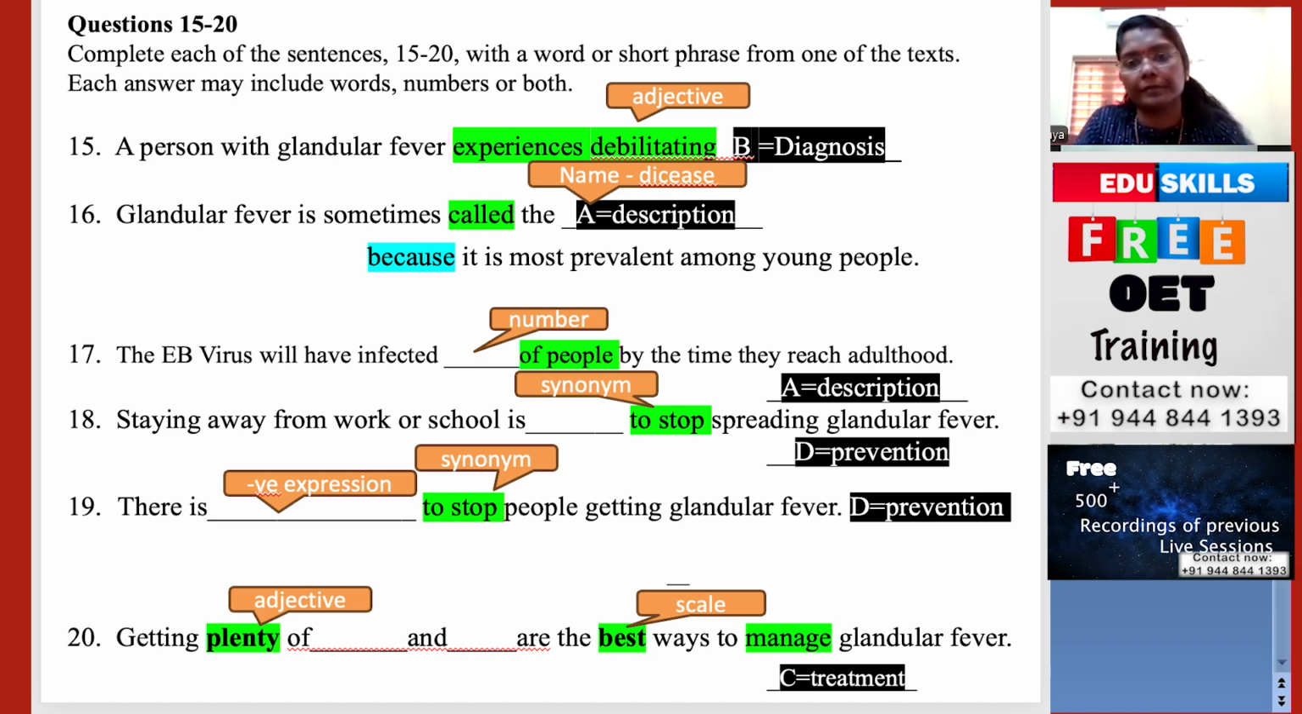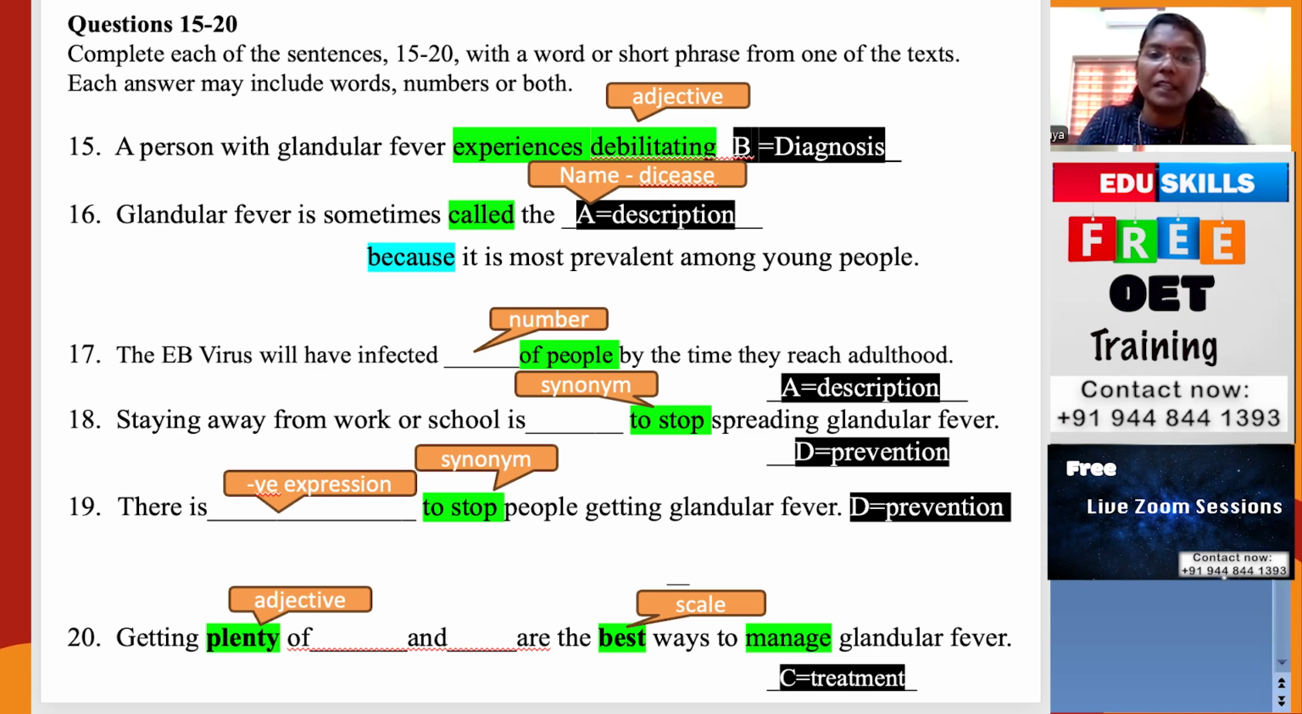Read the question statements and highlight the hedging words. Then the first one is the signs that someone might have glandular fever. Don't tell the answer now. Later we will tell the answer.